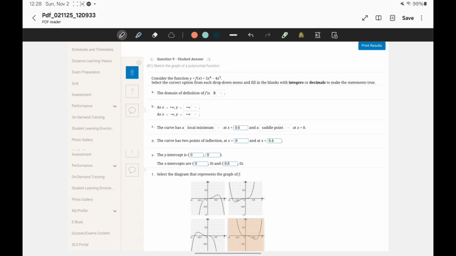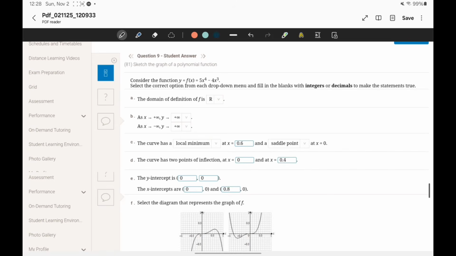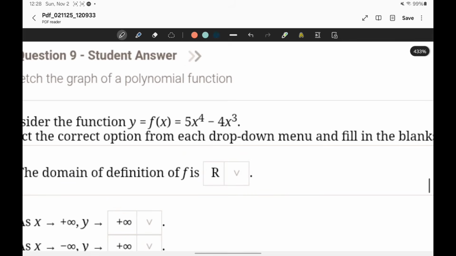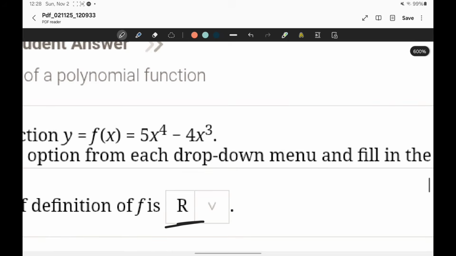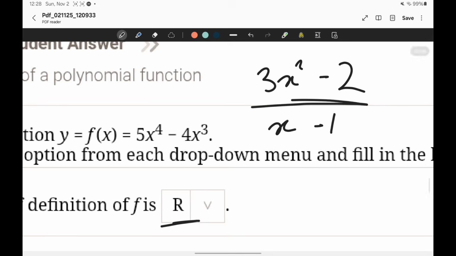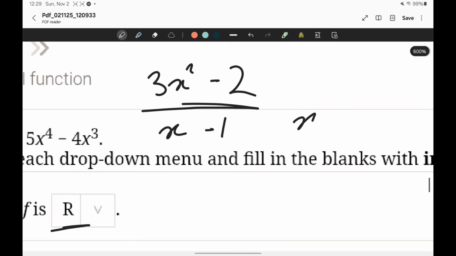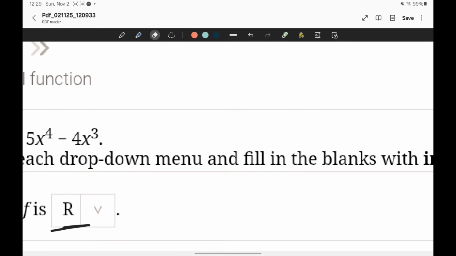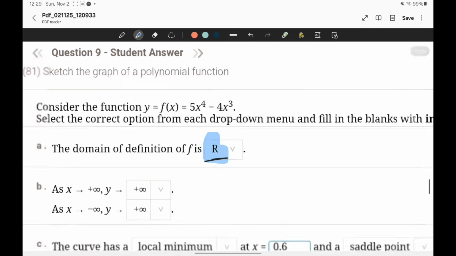Okay, number 9. You have a function, and part A, they want the domain of this function. So the domain, it's always going to be all real numbers, which is the answer, unless you have a fraction. For example, if you had 3x squared minus 2 over x minus 1, here it would be everything except for x is 1. So it would be all real numbers except for this, because we can't have the denominator equal to 0, it's undefined. So if x was 1, this can't exist. But here there is no fraction, so it's just all real numbers.